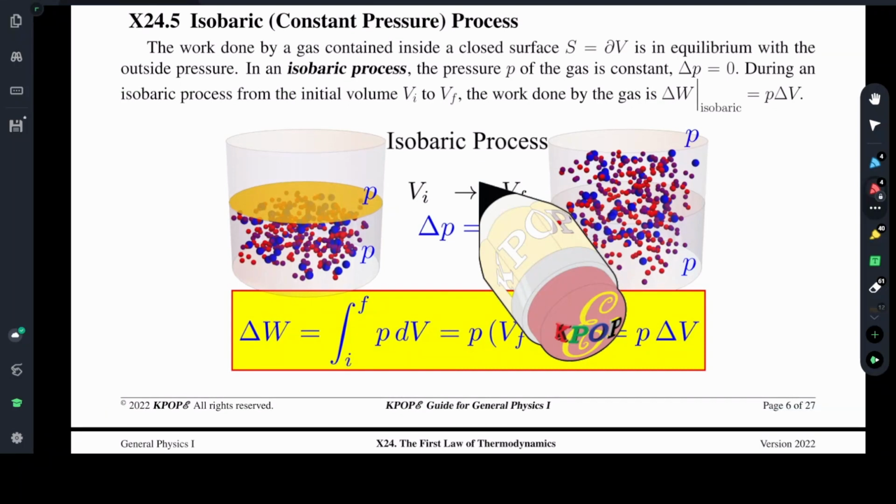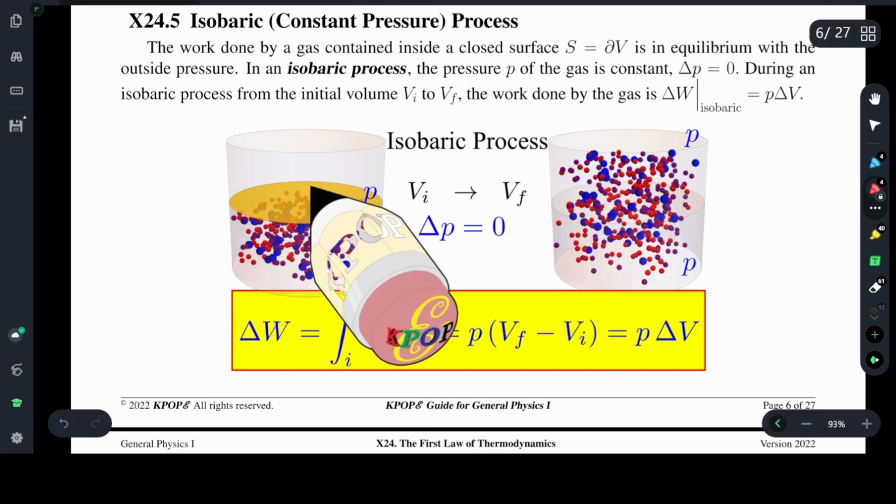Isobaric process is a constant pressure process. As in the word barometer that measures the pressure, BAR means pressure, and ISO means equal. So of equal pressure. During the process, the pressure is controlled to be constant.